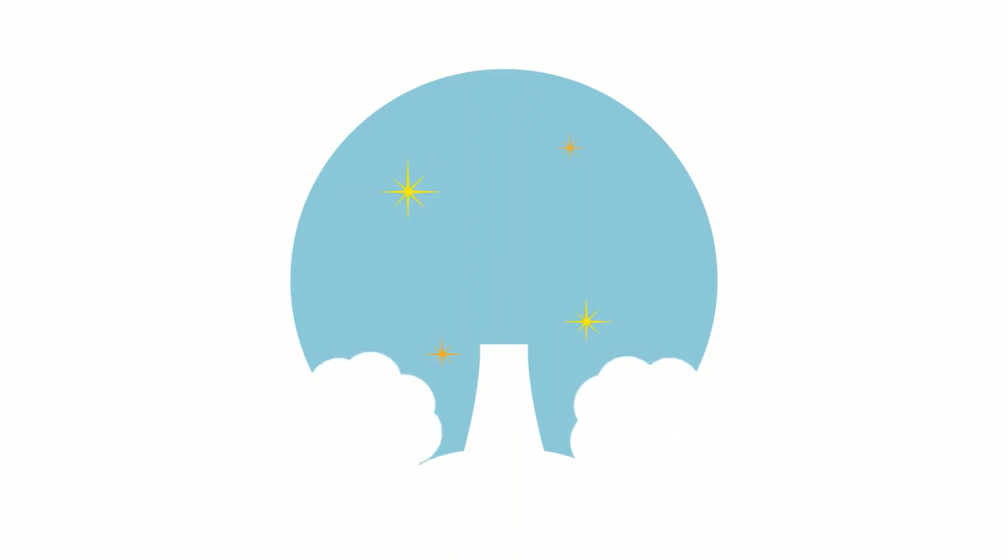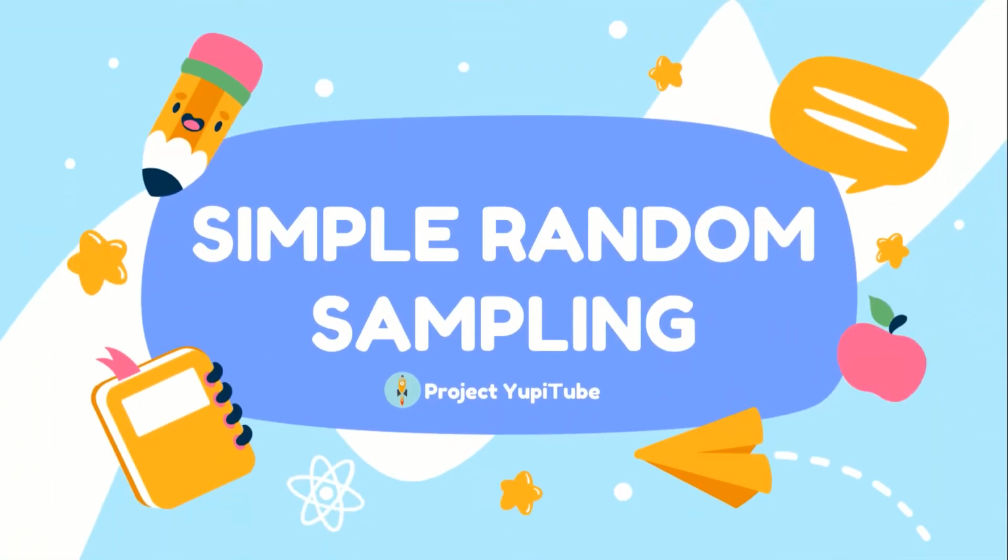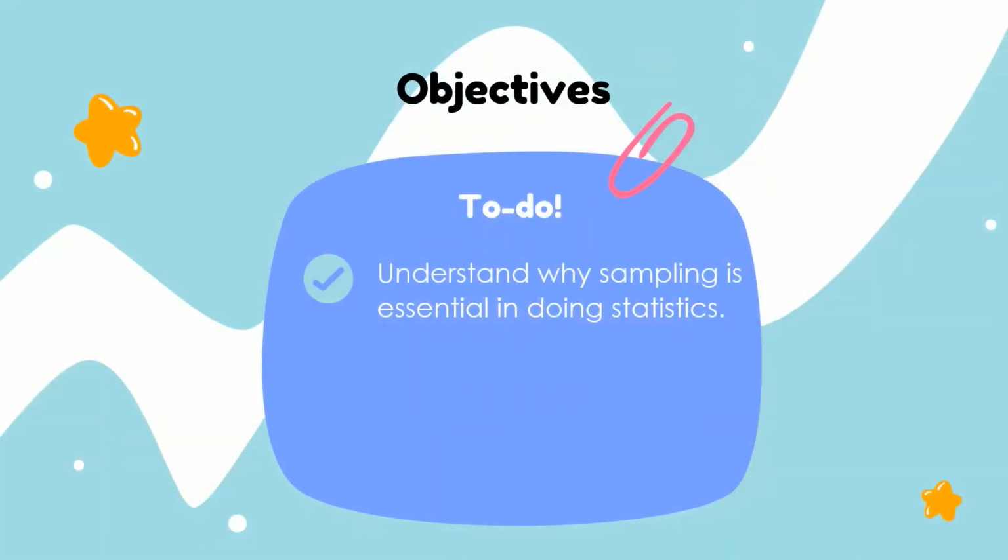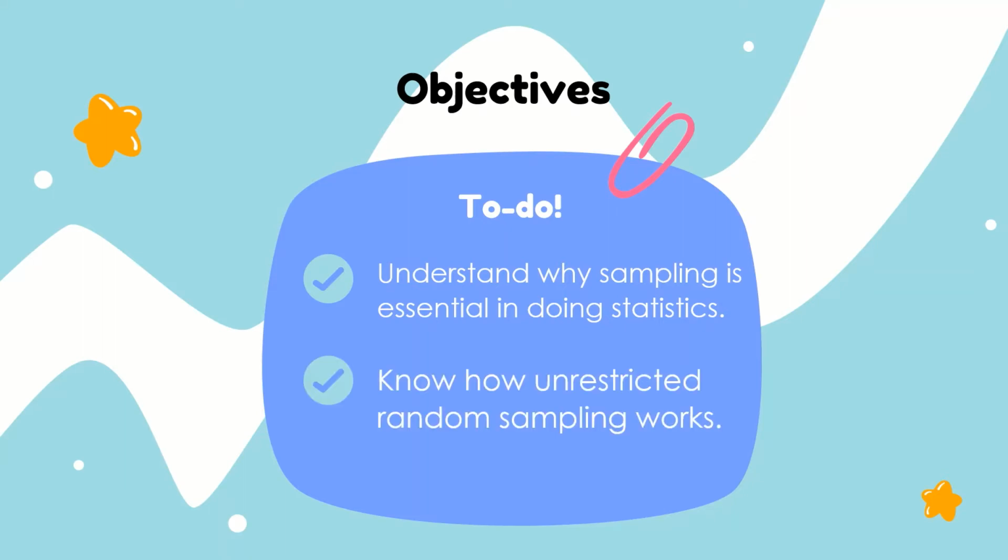In this video, we will learn another significant topic in statistics, simple random sampling. But before we move on, let's have first our objectives. By the end of this video, the learner should be able to first understand why sampling is essential in doing statistics, and second, know how unrestricted random sampling works. Are you ready?